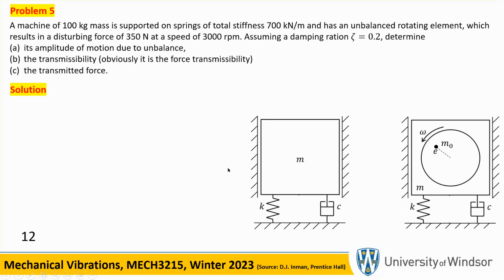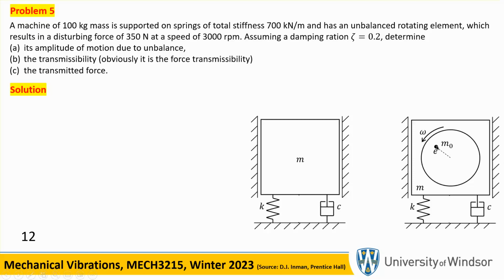Now, problem number 5. A machine, 100 kilogram mass, so this whole shebang, this M is 100 kilogram. It's sitting on a spring of total stiffness of 700 kilonewton per meter, and has an unbalanced rotating element, which results in a disturbing force of 350 newton at that speed. Notice that here we are not given the value of m naught. We are not given the eccentricity.